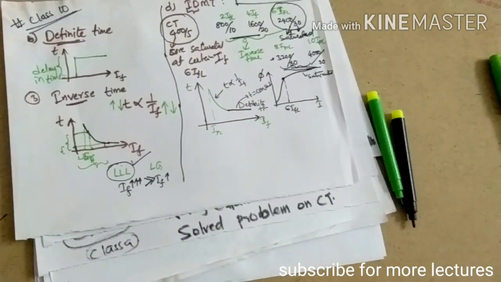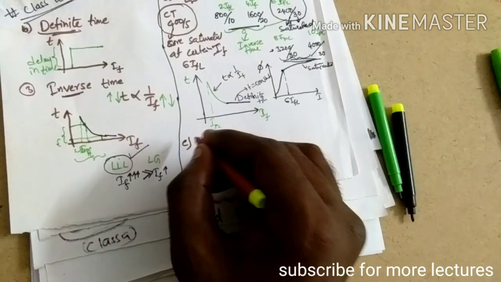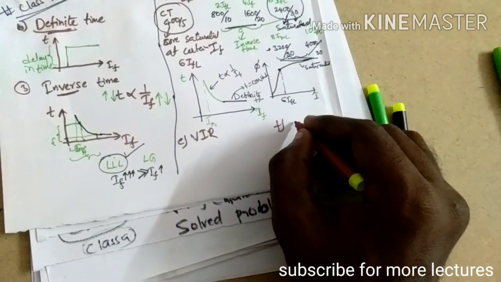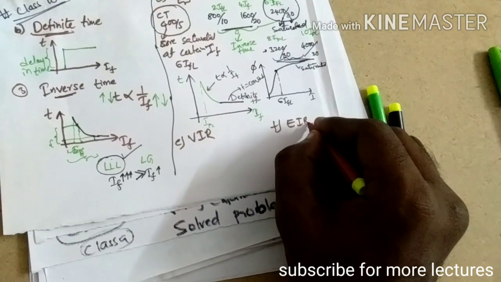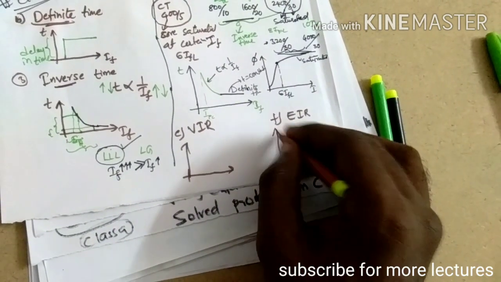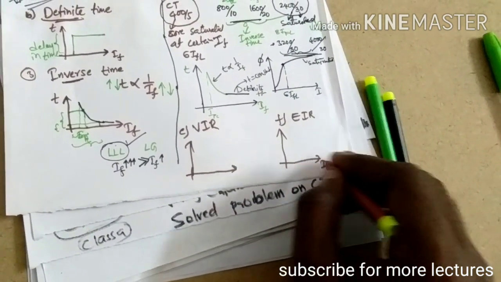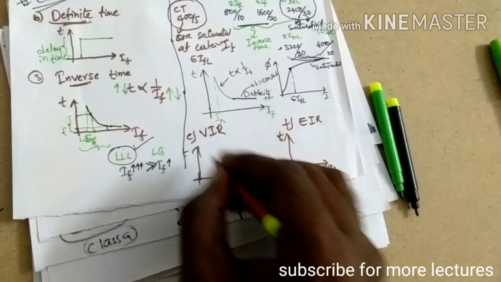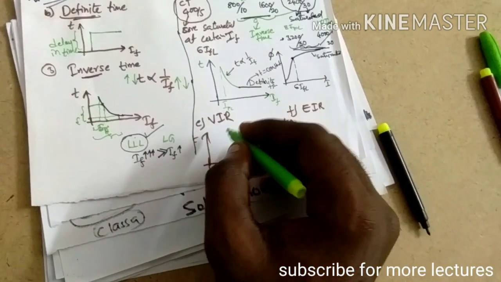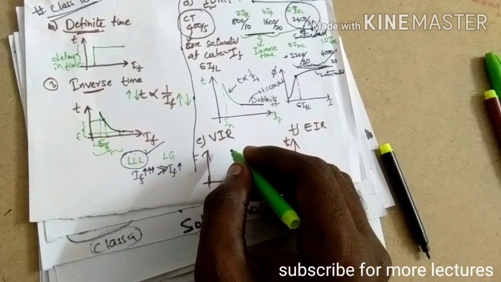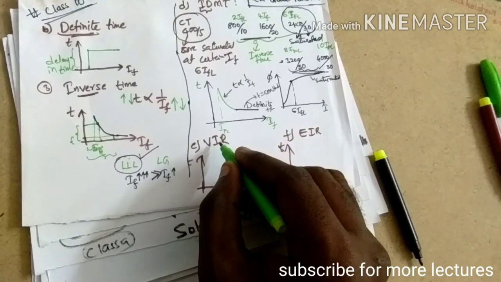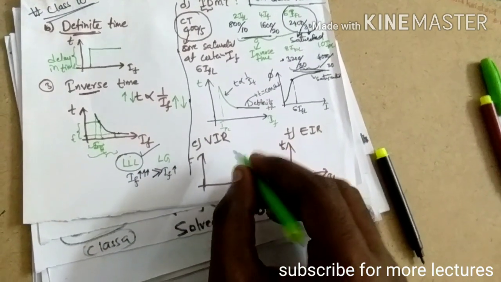And we have the next ones, E and F. These are simple. This is the very inverse relay and this is the extreme inverse relay. So let us see the characteristics. Simply with the characteristics, that is more than enough. This is fault current and time. So what is the important point of the very inverse time relay? The very inverse time relay saturates at a later point than the IDMT.